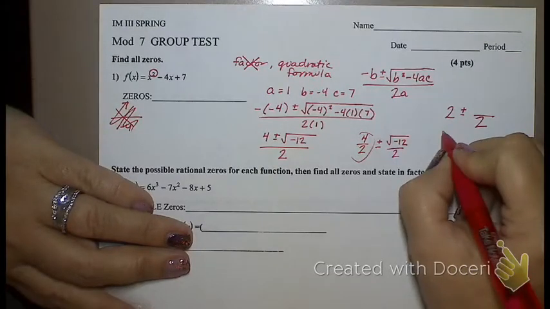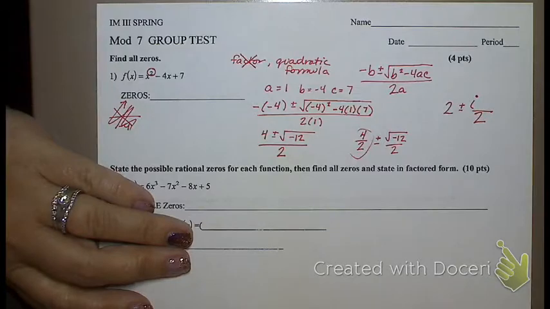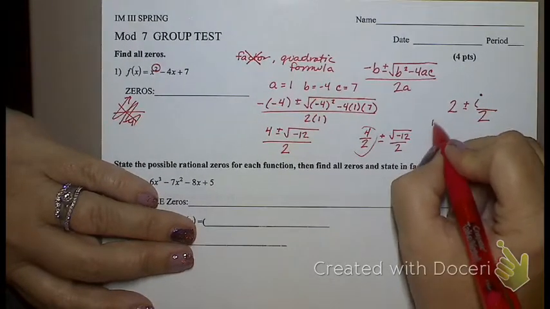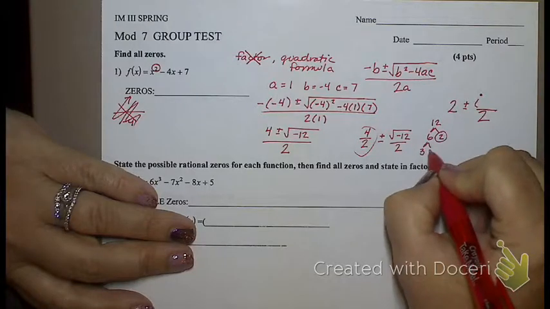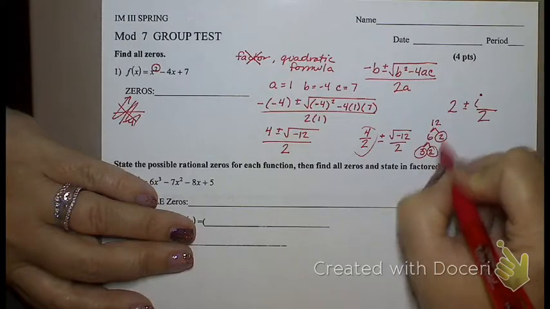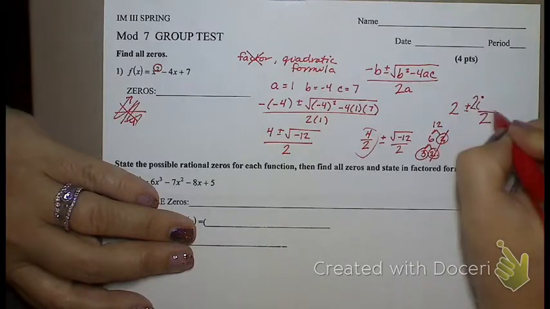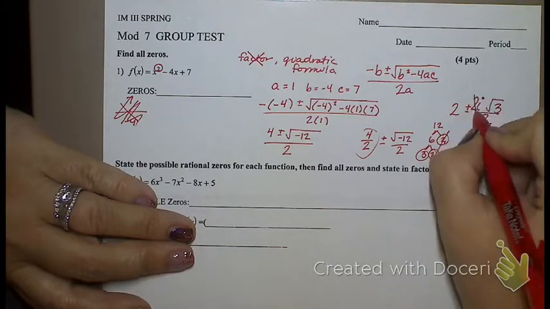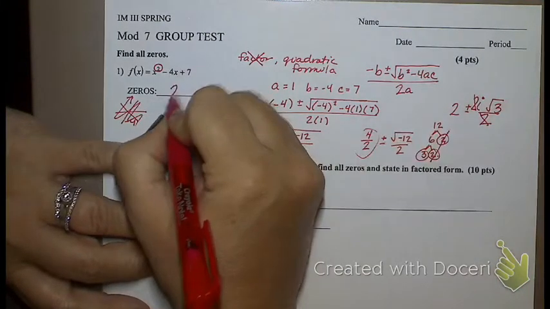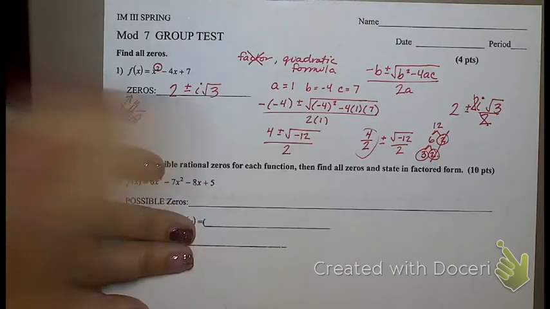But -12 means there's going to be an I, correct? And then if I draw a tree for 12, 6 and 2, 3 and 2, I have a pair of 2's, which means I can take out a 2 with the I, and there's a 3 left inside. So what can reduce there? The 2's, so what am I left with? 2 plus or minus I radical 3.